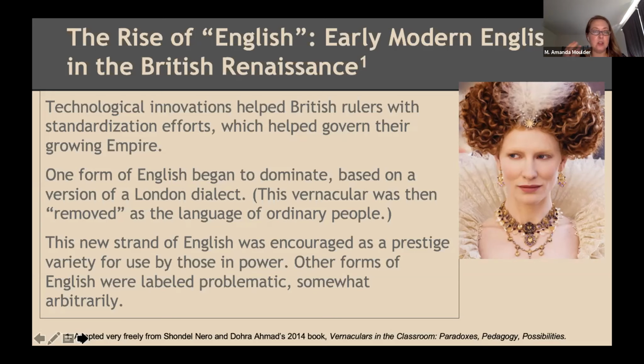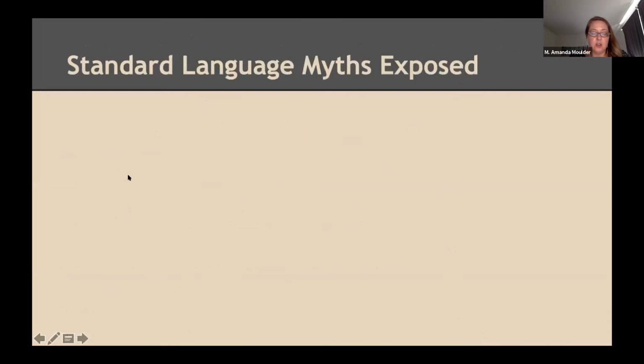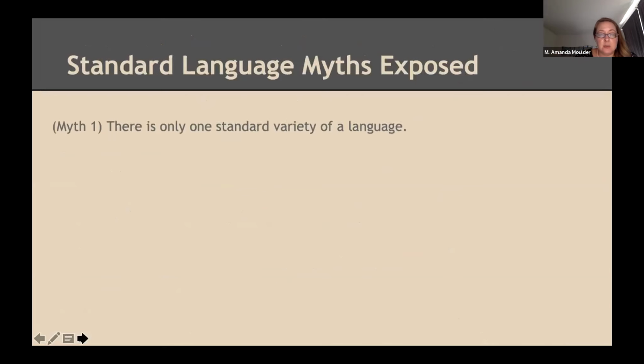So you have this one version of English that begins to dominate, and this vernacular was removed, ironically enough, as the language of ordinary people and encouraged as a prestige variety. And then all other versions get labeled as problematic, and that's a pretty arbitrary thing that happens. So these two scholars use this history to help us debunk some of these myths. So here's what they say about these myths.